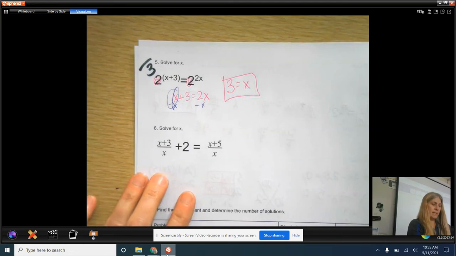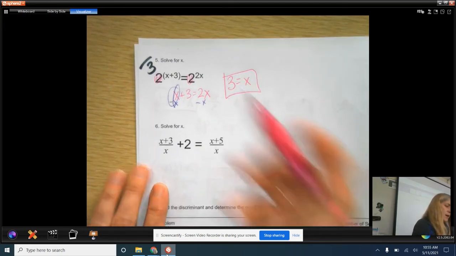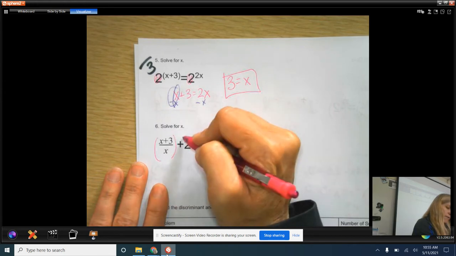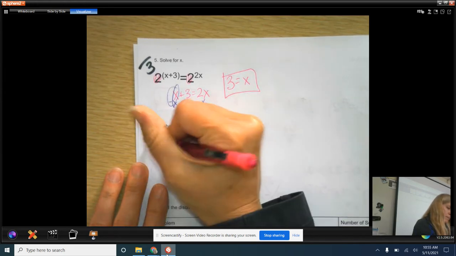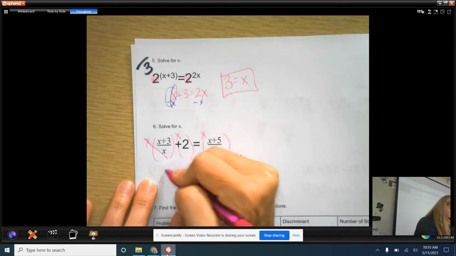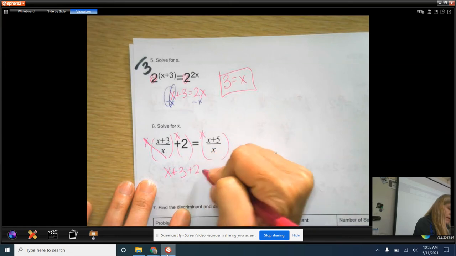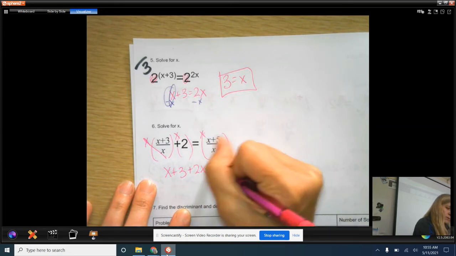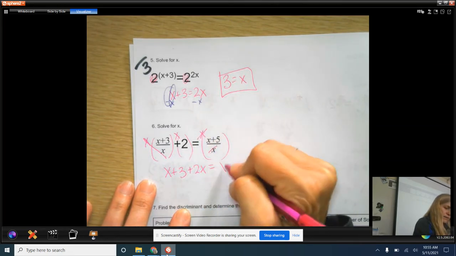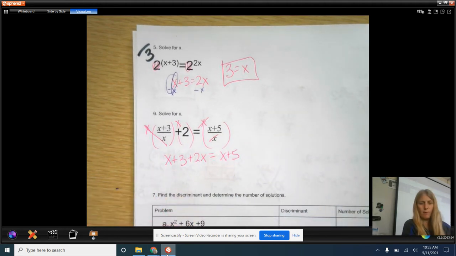Okay, so for this next one, we're going to go ahead and fraction bust. We have a common denominator, so we're going to go ahead and multiply everything on both sides by x. Okay, x over x cancels, so we have x plus 3. X times 2 is positive 2x, is equal to, the x's cancel, x plus 5. Okay, so 1 point for being able to get rid of those fractions.